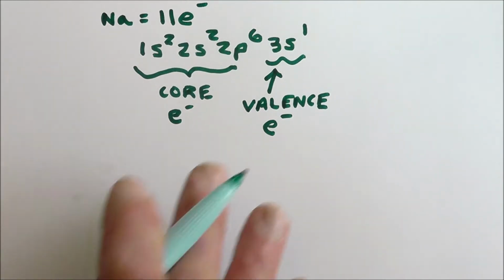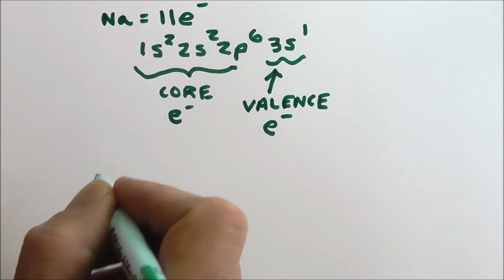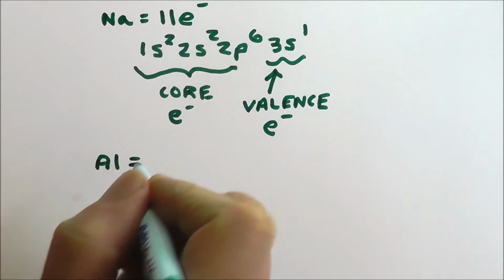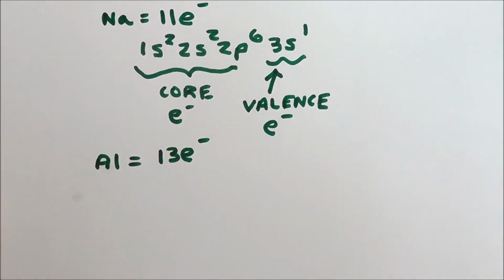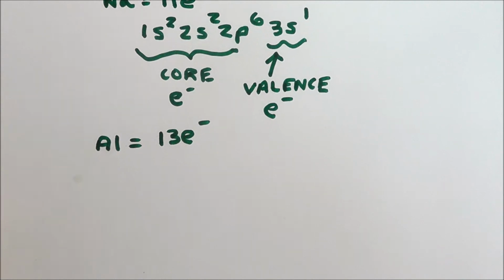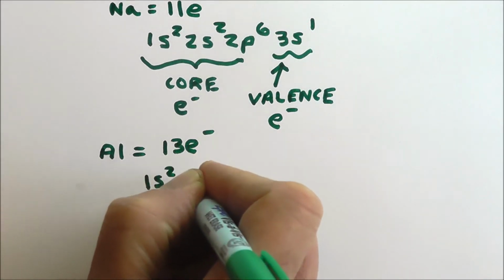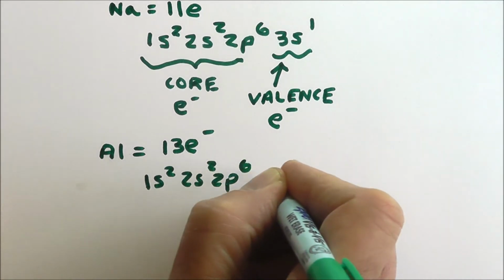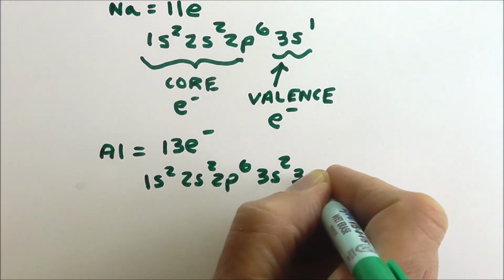Let's move down a little further, to aluminum. Aluminum has 13 electrons. Notice the number of core electrons would be the same as with sodium: 1s2, 2s2, 2p6, 3s2, 3p1.